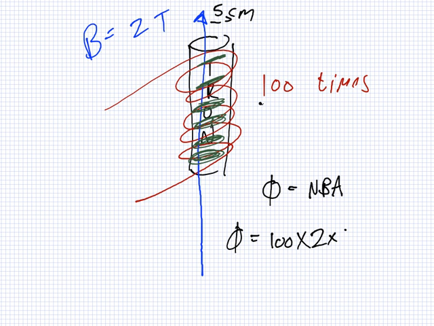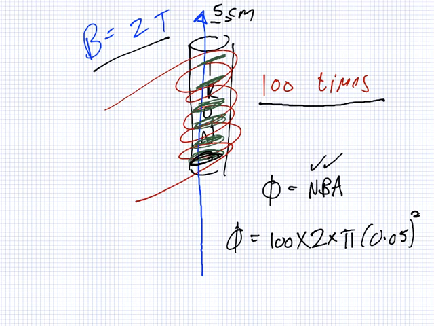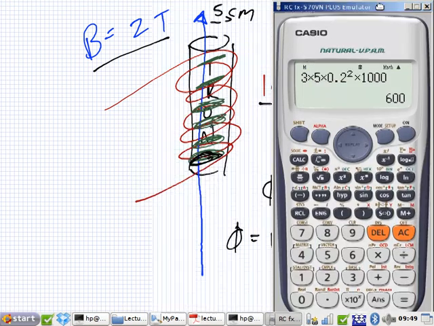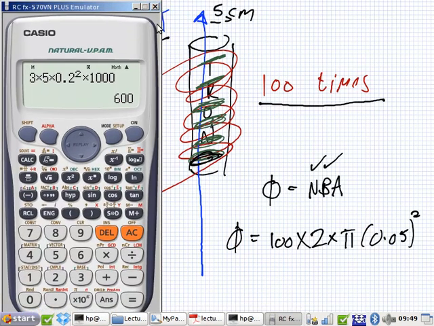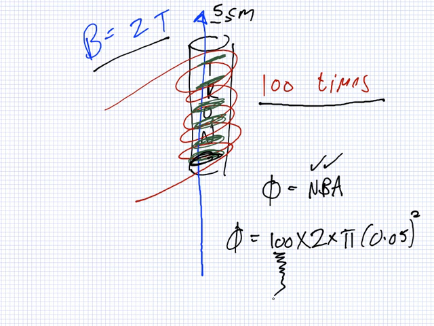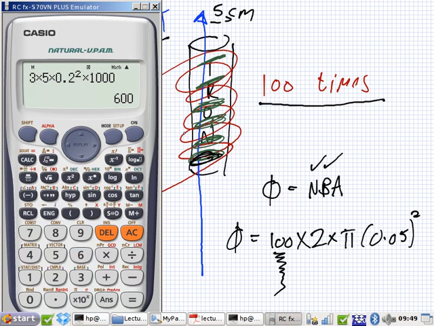Are we happy that this is the N? This is N, and this is the B. This is A. So what's the A? Pi r squared. It's a circle. No, the 100's already here. The answer is 1.57 Webers.